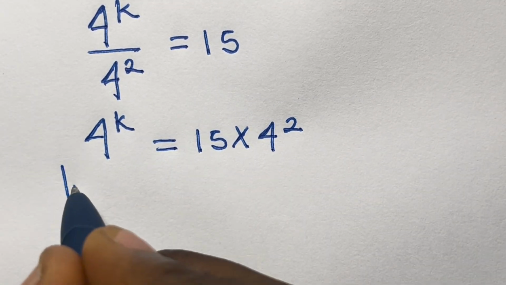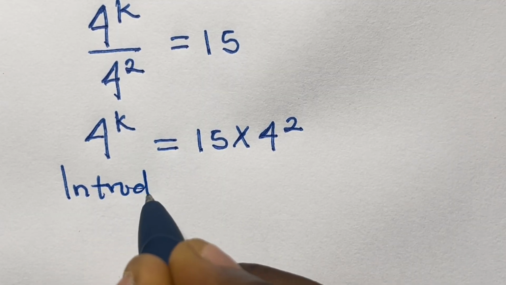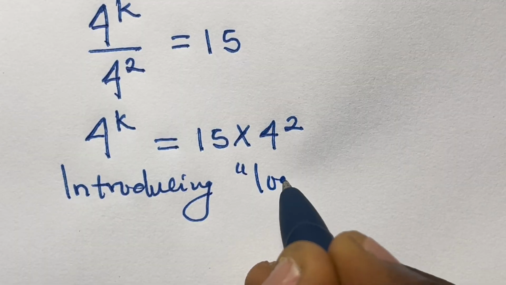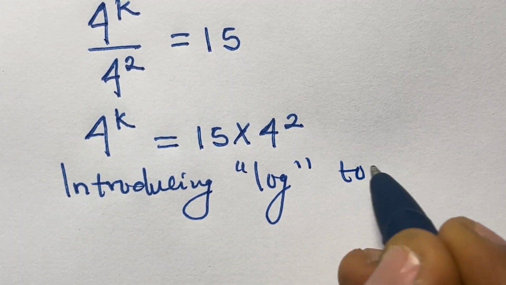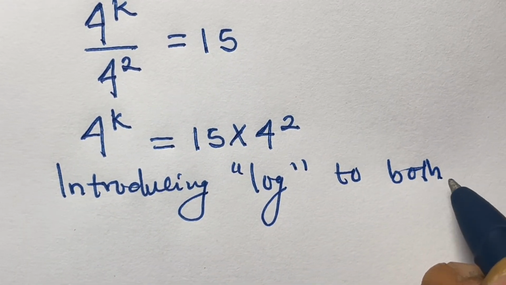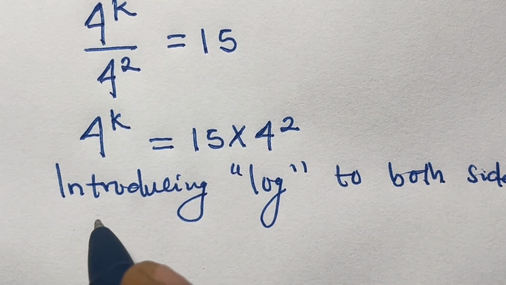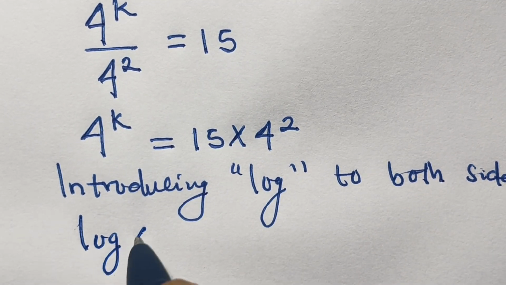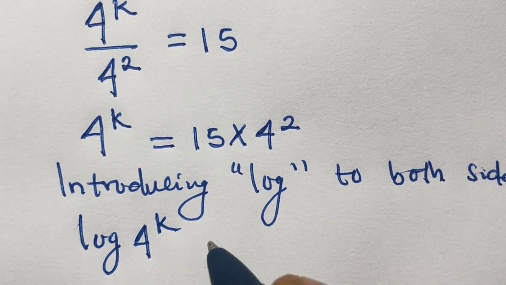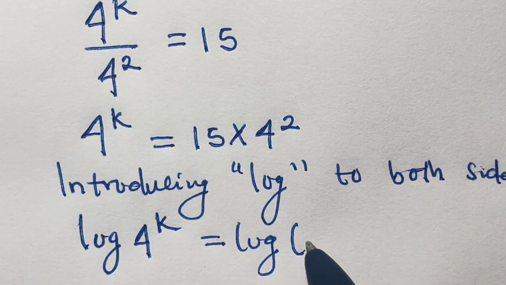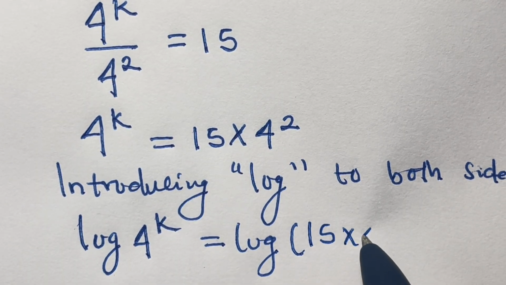So we now introduce log to both sides. Introducing log to both sides, we will have log 4 raised to power k equals log of 15 times 4 raised to power 2.